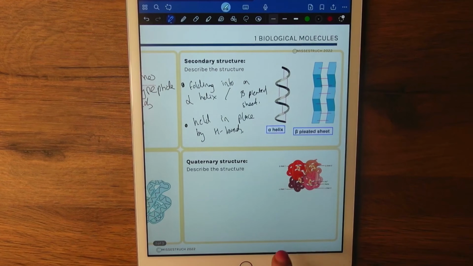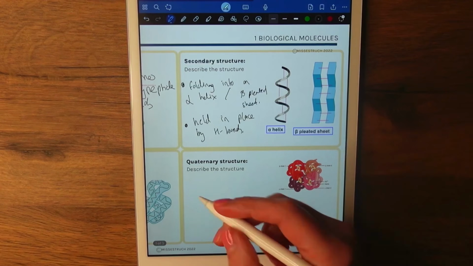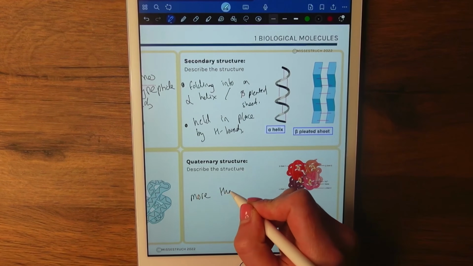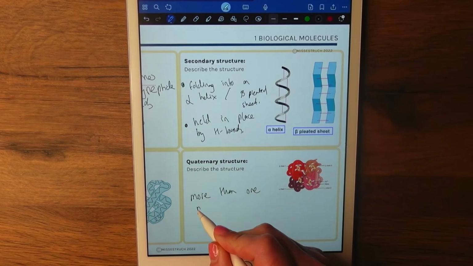Lastly then, the quaternary structure. This is a 1 mark question. It's when you have more than 1 polypeptide chain.